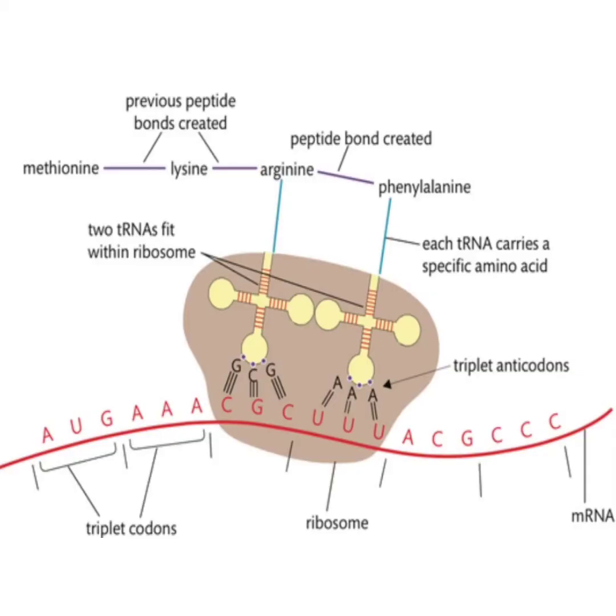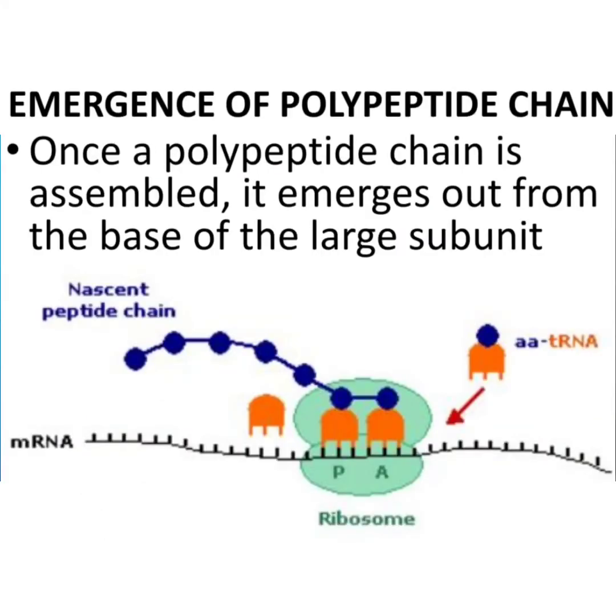Here you can see how a polypeptide chain is formed above by the peptide bonds created and the new transfer RNA being brought in, and the ribosome moves across the messenger RNA adding amino acids and the formation of a polypeptide chain. Once a polypeptide chain is assembled, it emerges out from the base of the large subunit.